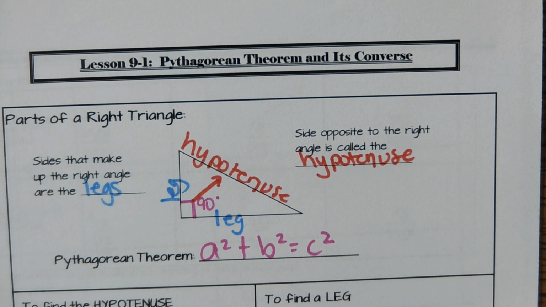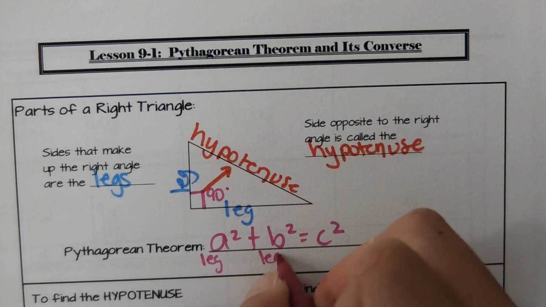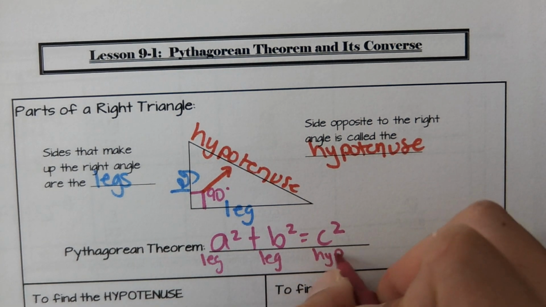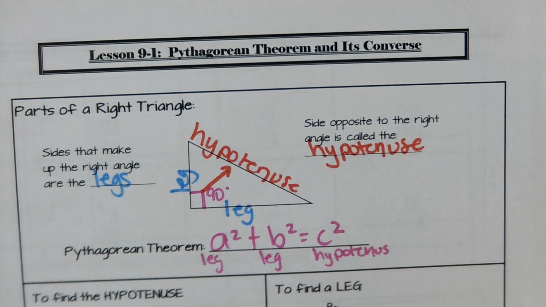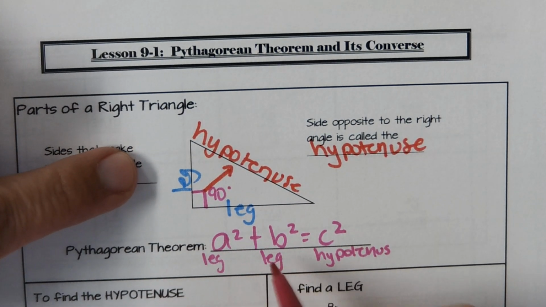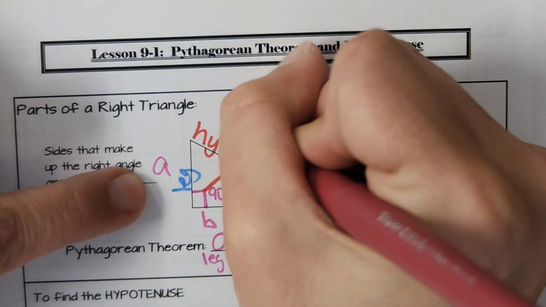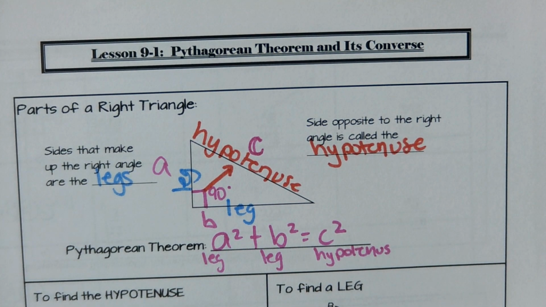Okay, in terms of Pythagorean theorem, this would be a leg, and then C is the hypotenuse. And the legs are interchangeable. It doesn't matter which one is A and B, but the hypotenuse has to be C in the equation.